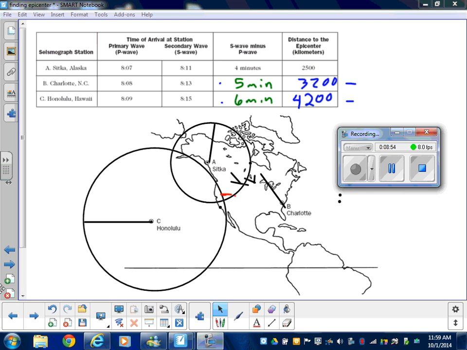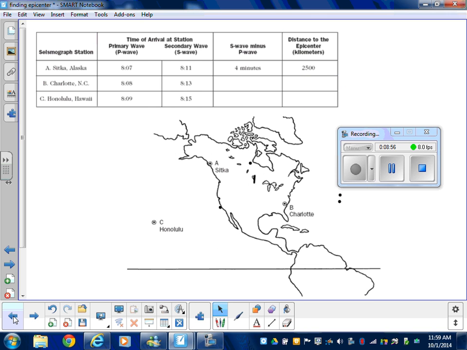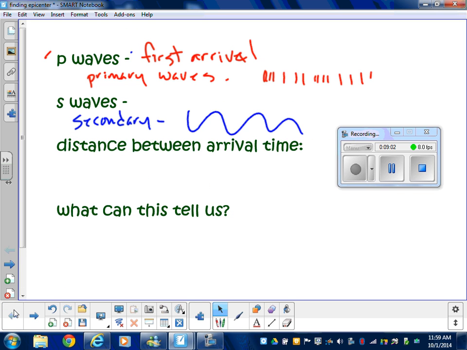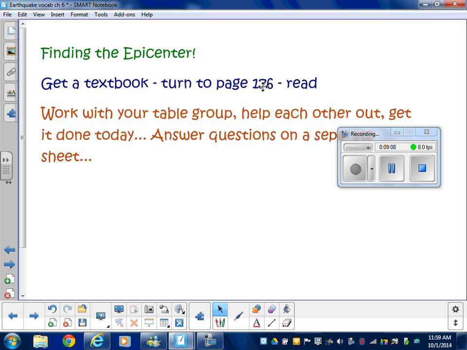And finally, if you are still a bit confused, this is from the textbook. The textbook information, let me get it on the other page here. Page 176 in the textbook is the activity. It's very similar to what I copied on the back for you. Page 176 in the textbook, and that can help you as well.